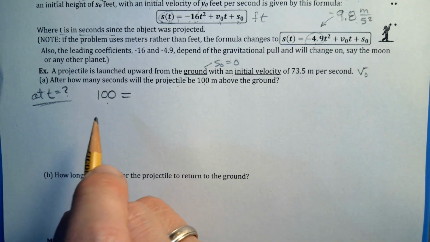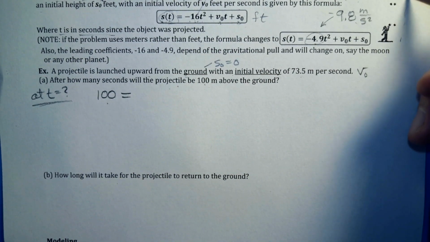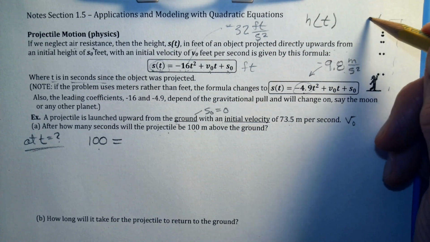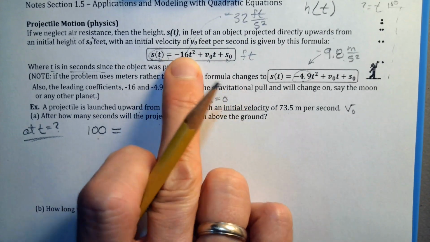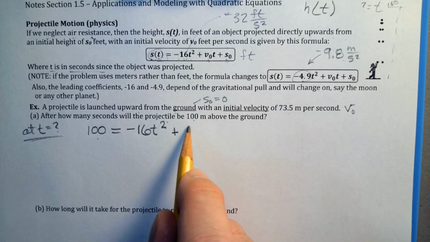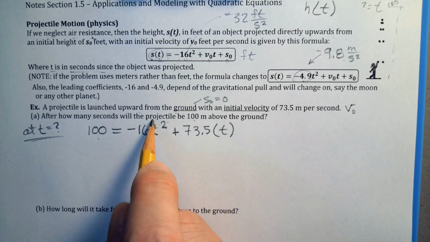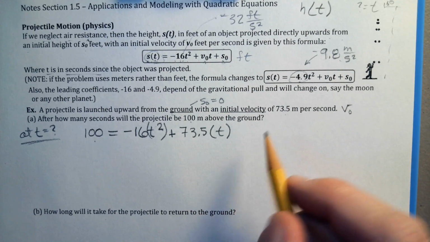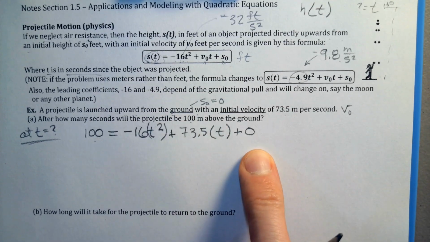What's happening? Well, the projectile, at time 0, leaves the ground, goes up in the air. At some point, it's 100 feet in the air. We want to know what time that happens, right? What time is it at 100 feet above the ground? Okay, so we write in negative 16t squared. The initial velocity, we put that in, 73.5 times our t. If we want to put that t squared in parentheses, we can, but we don't really need either one of those. And then plus the initial height, and the initial height was given to us. It was at the ground, so that would be 0.